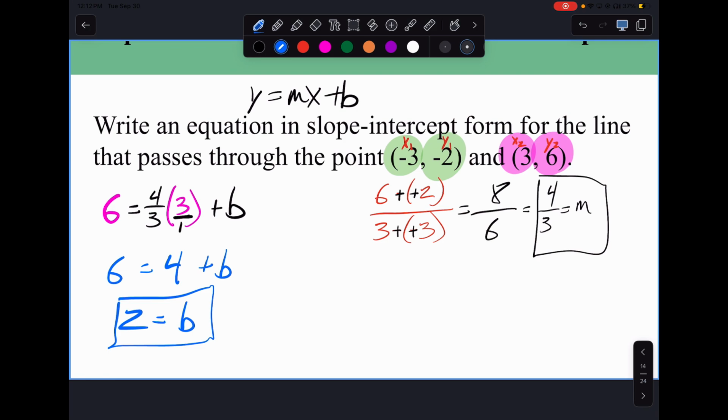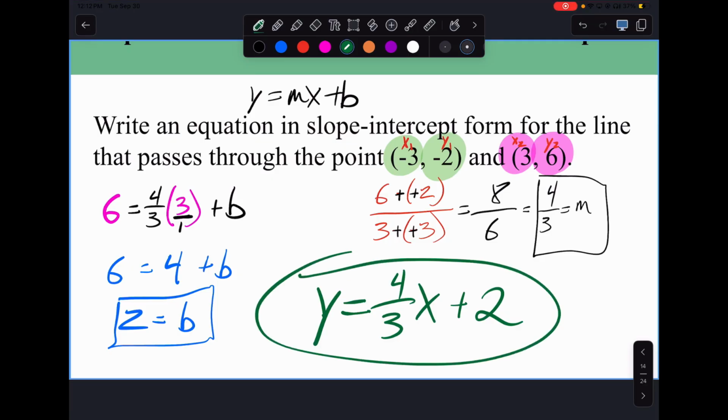Now I'm going to use those pieces to write my equation. Y equals, my slope was 4/3, so I just plug that in, x, and then it's going to be plus 2 because it's a positive 2. That's our final goal. You cannot get what's in green without doing what is in the red and the black, pink, and blue. You have to do that in order to find the green.